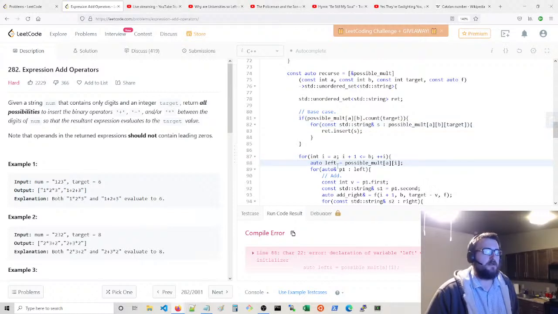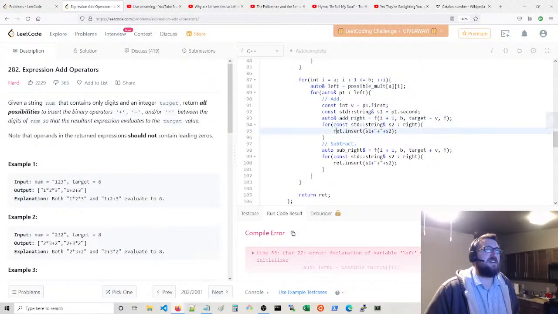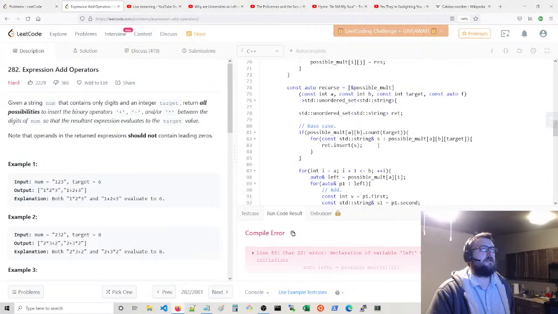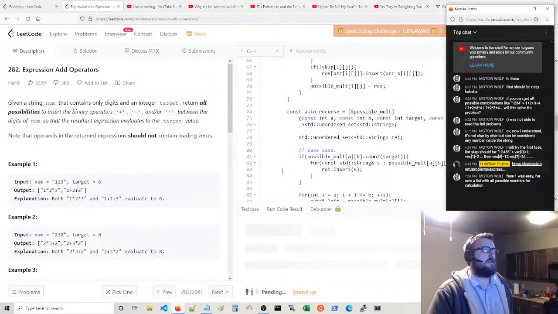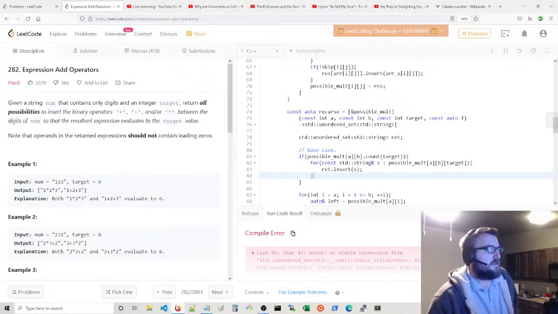Declaration of variable left with the type auto requires initializer. I think it's supposed to be this way. That might be the issue. I don't know. I did that so many times. Oh, very good that you have the initializer. What am I doing? I got something going on here.